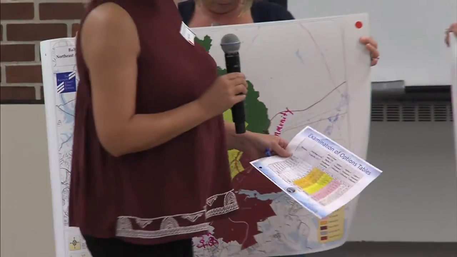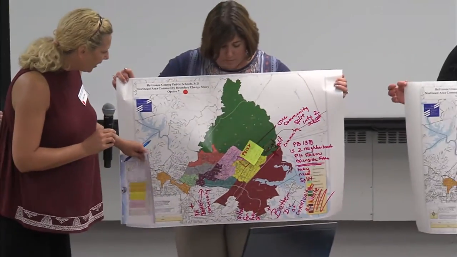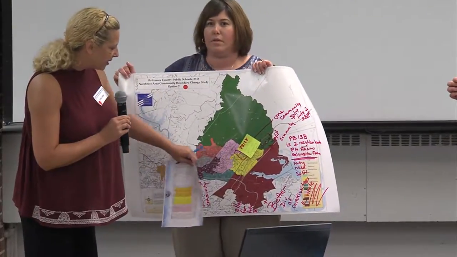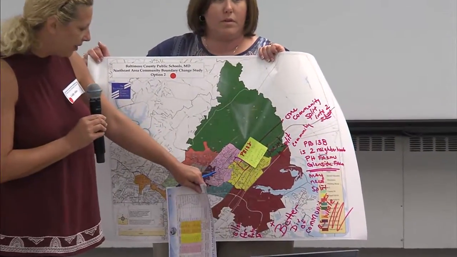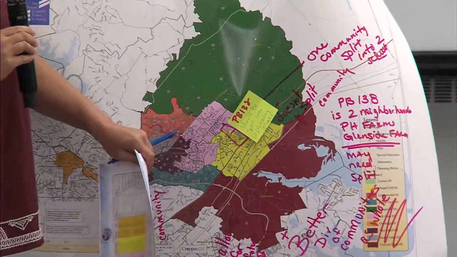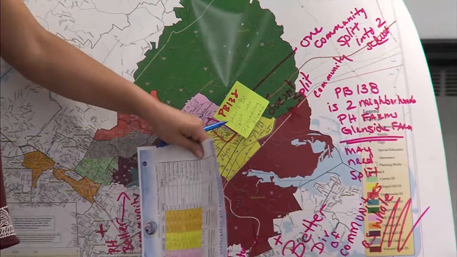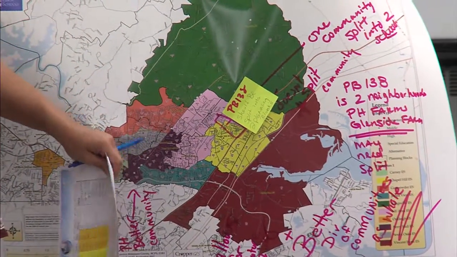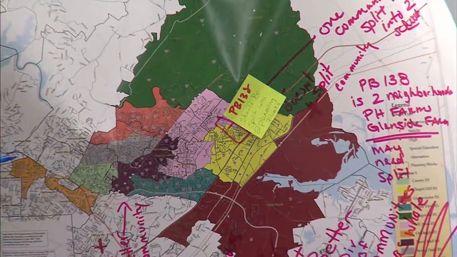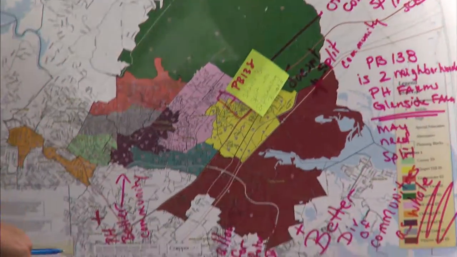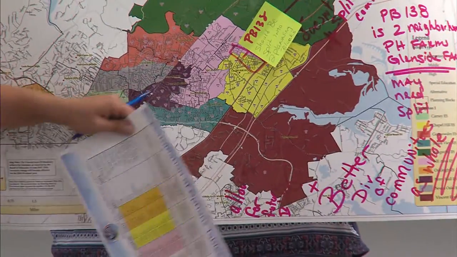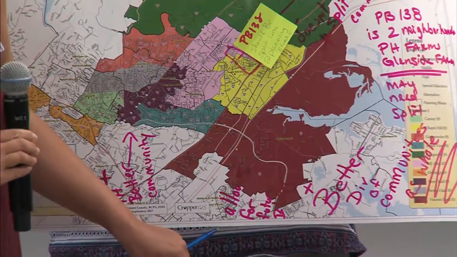In option two, we have a little problem with the new school. The planning block 138, there's a small U-shaped road in there that really belongs with a community that is in the yellow here. So that planning block, we would like to see a possibility of that splitting into two areas inside that planning block to keep the one community truly together. We felt that this one had a much better sense of community for the Perry Hall in the dark purple there.